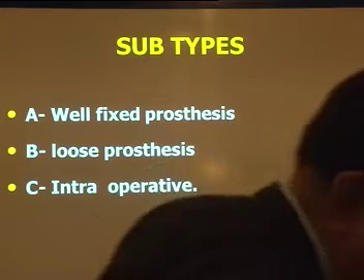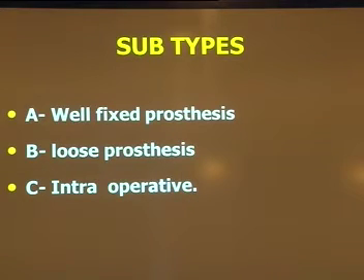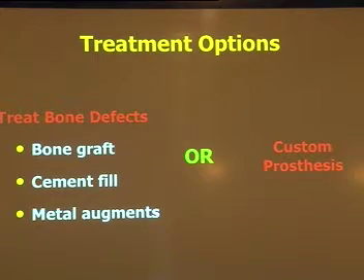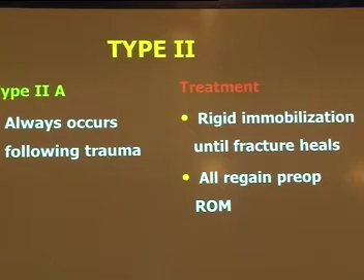Again, the subtypes of all these 4 are A, when the prosthesis is well fixed, B, when the prosthesis is loose, and C, intraoperative fractures. So we look at the type 1A, which practically never occurs, but in type 1B, there is a medial tibial plateau with cavitary or segmental defects, and the treatment for this type 1B is bone grafting or cement fill or metal augments, or you can even move to a custom prosthesis. I don't have an example to show you for this.